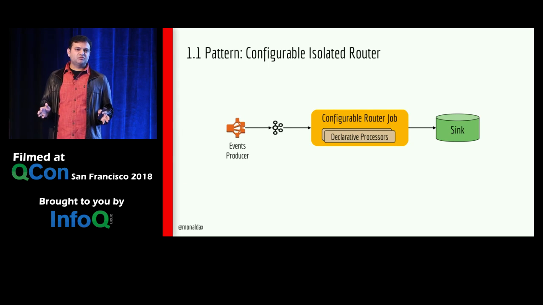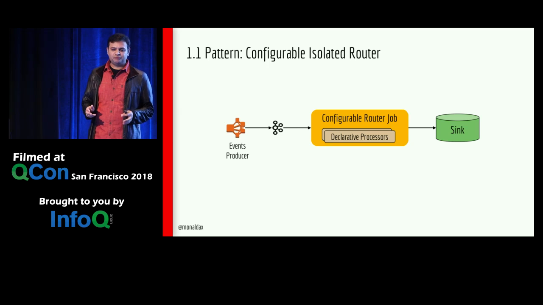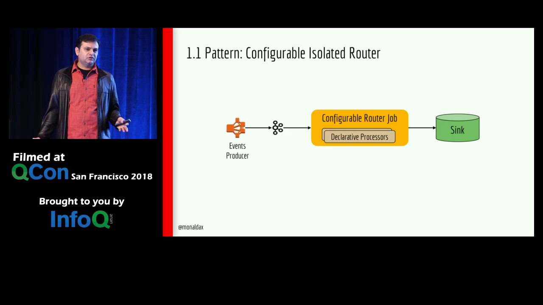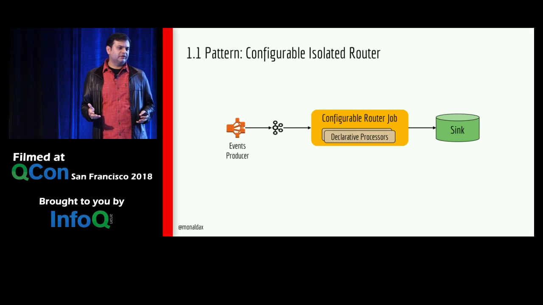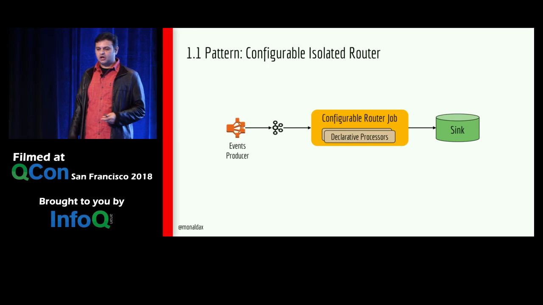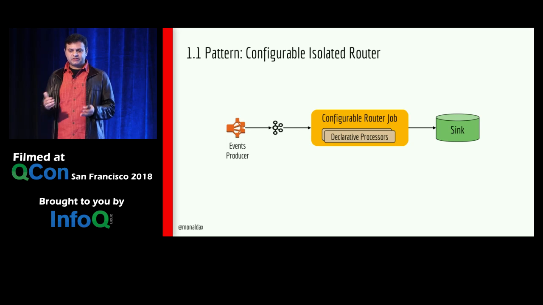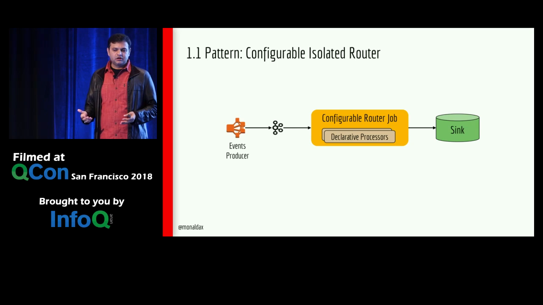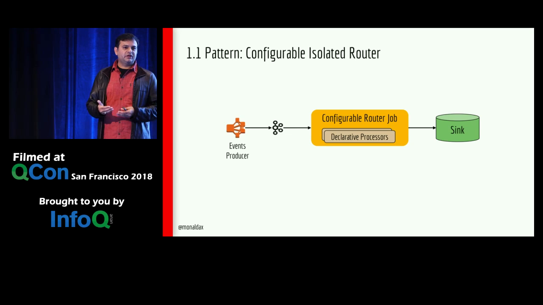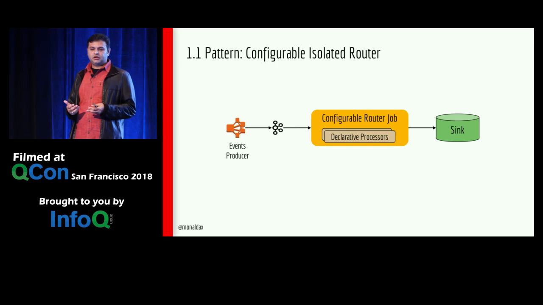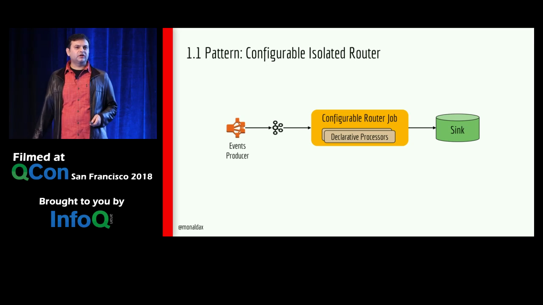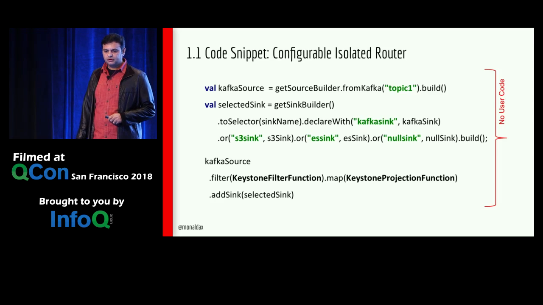So this is what it ends up being. The derived pattern is you have a producer, you put it into a system like Kafka that is a temporary persistent log buffer, and then you pass it through a routing job, which allows you to specify declarative processing like filtering and transformation, and voila, you get something interesting into your sink.